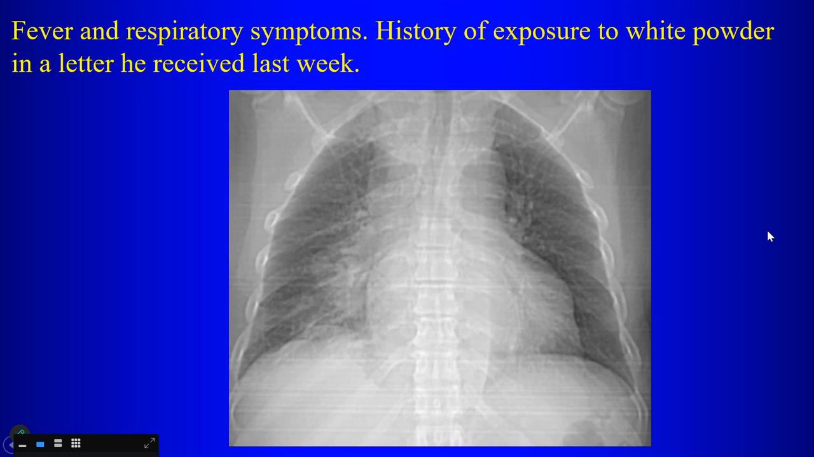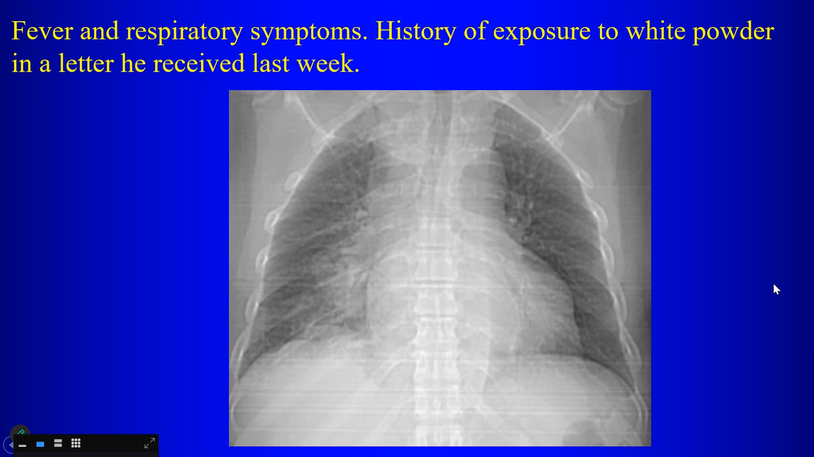All right, so here's a patient who has fever and respiratory symptoms, history of exposure to white powder, letter received last week. First, what are the findings here on the chest radiograph? Yeah, so what do we think the wide mediastinum is caused by? Lymphadenopathy. Particularly where? What part of the mediastinum? Right paratracheal, yeah, this is really wide over here.